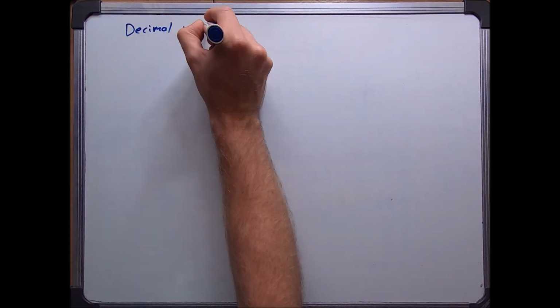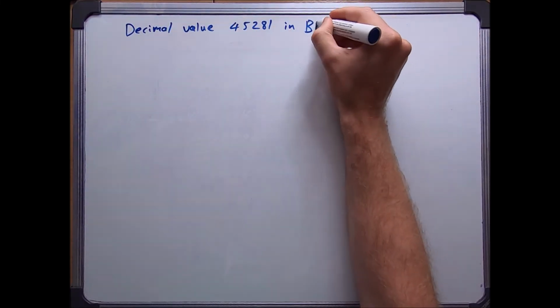Now let's look at converting decimal numbers back into binary. We've seen that binary is made up of combinations of powers of 2. Each set bit contributes its corresponding power of 2, while clear bits contribute nothing. I can use this principle to determine the binary representation of a decimal number. Let's take the decimal value 45,281 as an example.